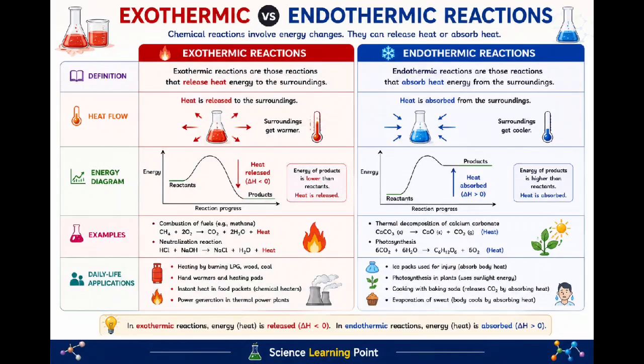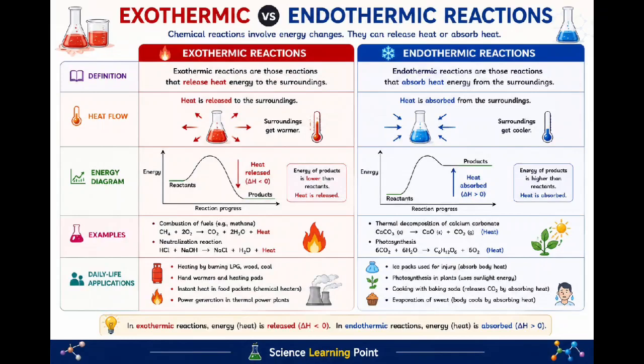For example, burning of wood, LPG, respiration, burning of magnesium ribbon, etc. In these reactions, heat is released, so the surroundings become warmer. In an energy diagram, the products have less energy than the reactants. So we can remember: exothermic equals heat comes out.